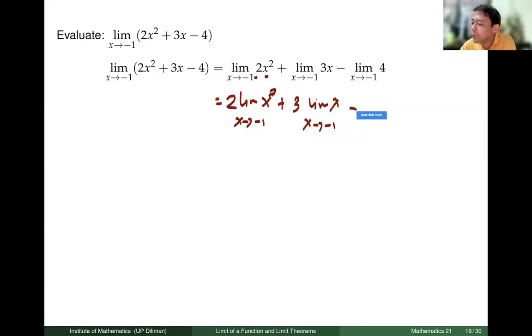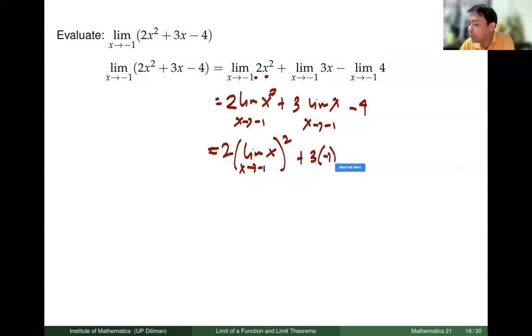The limit of a constant is constant, as we have said. The limit of c is c. Then we can get the limit of a power is the power of the limit. So the limit of x as x approaches negative 1 squared plus 3. The limit of x as x approaches negative 1 is negative 1. So you just replace the x by negative 1 minus 4.